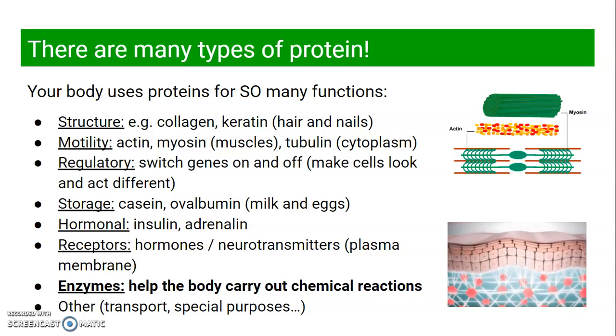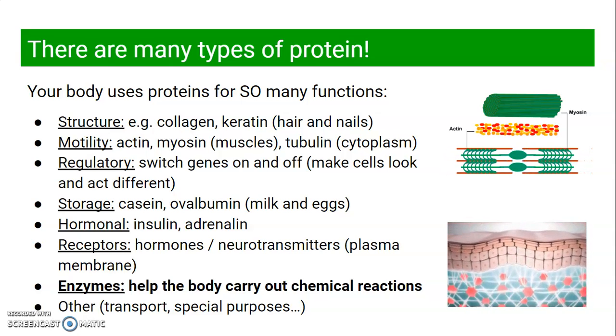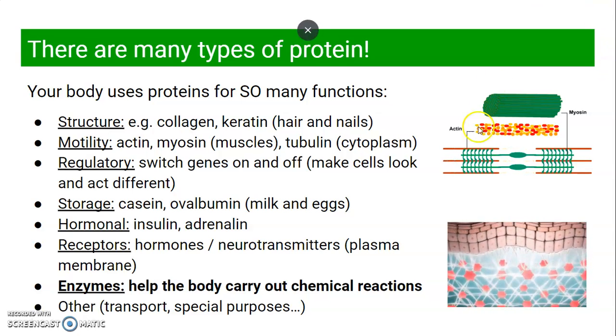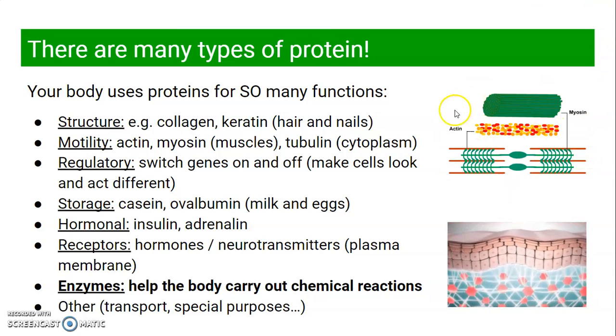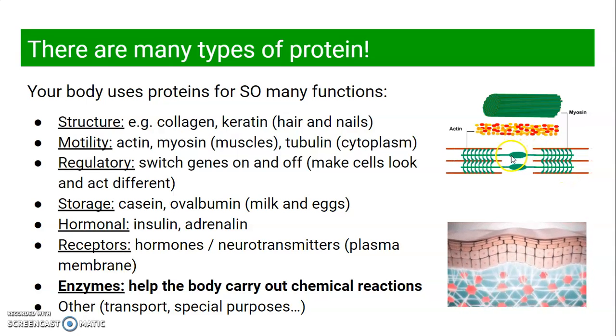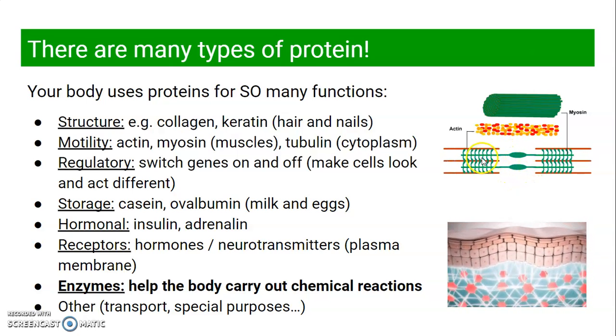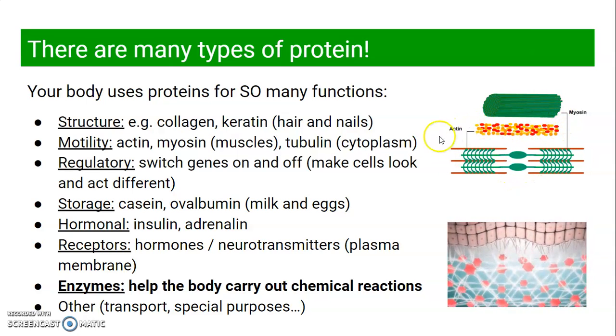You've got proteins that are involved in motility or movement, such as actin and myosin, which are the proteins that make up your muscles. So you can see it over here. And action potentials, or those nerve impulses, tell the muscles to expand and contract so that you can move. So those are another type of protein.